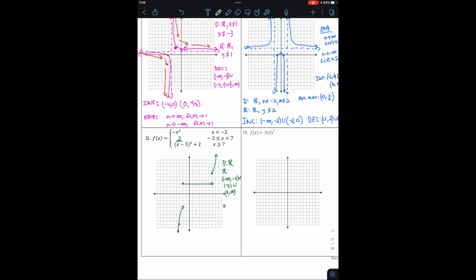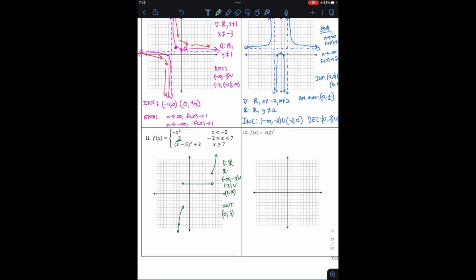Intercepts. We only have a y-intercept, and it is at (0, 3) from our constant function. We don't have any relative max or mins. I'm not going to put those vertex coordinates. I mean, maybe someone could argue that they are, but I'm just not interested.